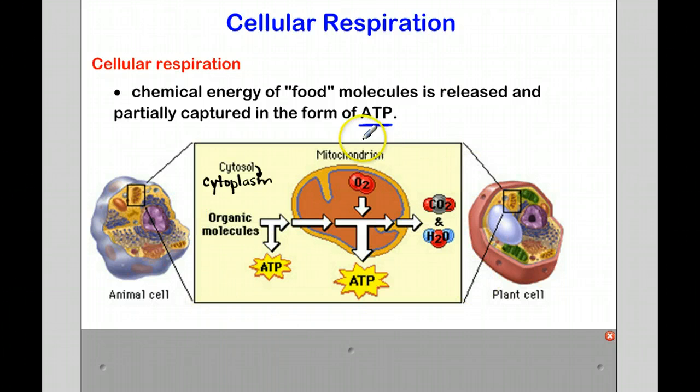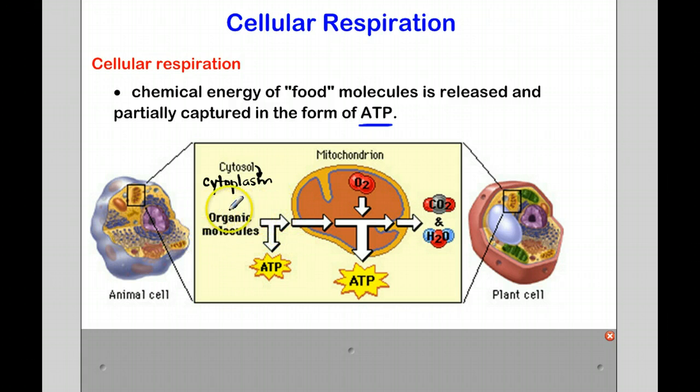This is where this process that we're about to talk about mostly takes place. And I say mostly because we're going to look at a series of events that happen. This is just a real general picture of what happens, but the first event actually happens in the cytoplasm. So this fancy word here, cytosol, is just another word for cytoplasm. So the first event of cellular respiration takes place in the cytoplasm.